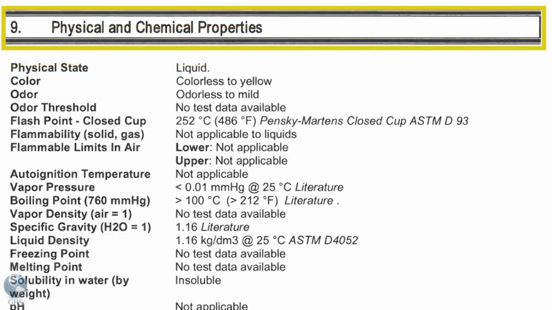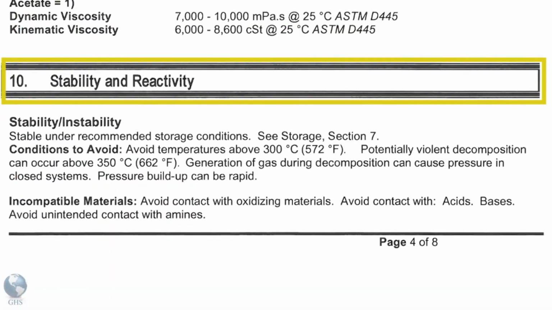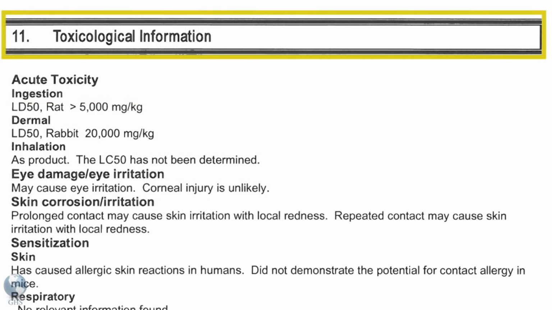Section 9, physical and chemical properties lists the chemical's characteristics. Section 10, stability and reactivity lists chemical stability and possibility of hazardous reactions. Section 11, toxicological information includes routes of exposure, related symptoms, acute and chronic effects, and numerical measures of toxicity.